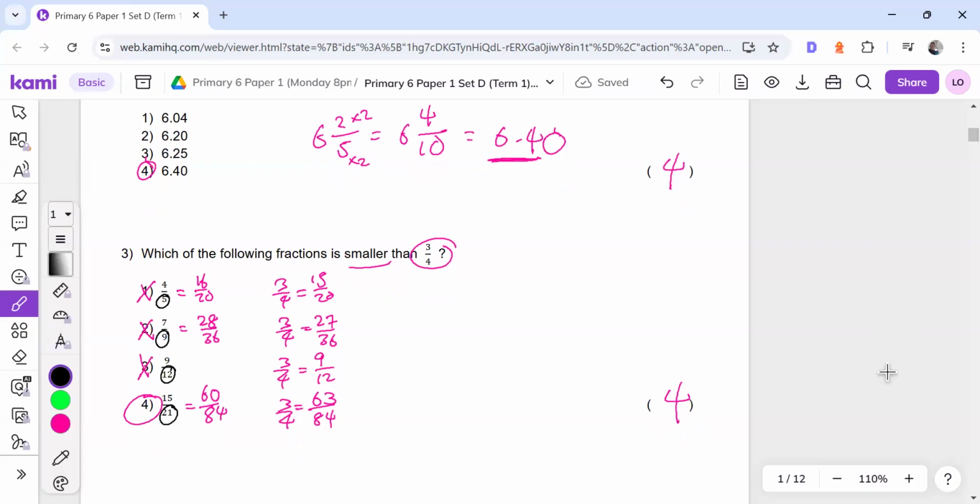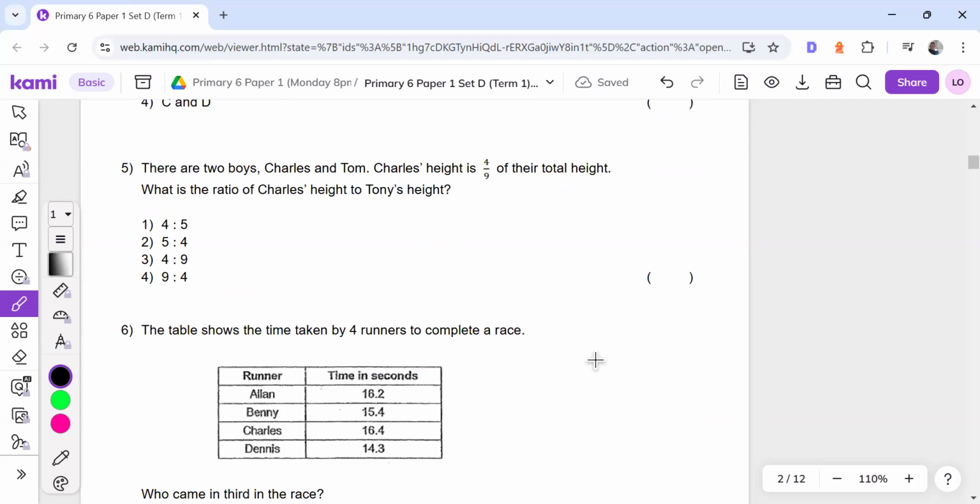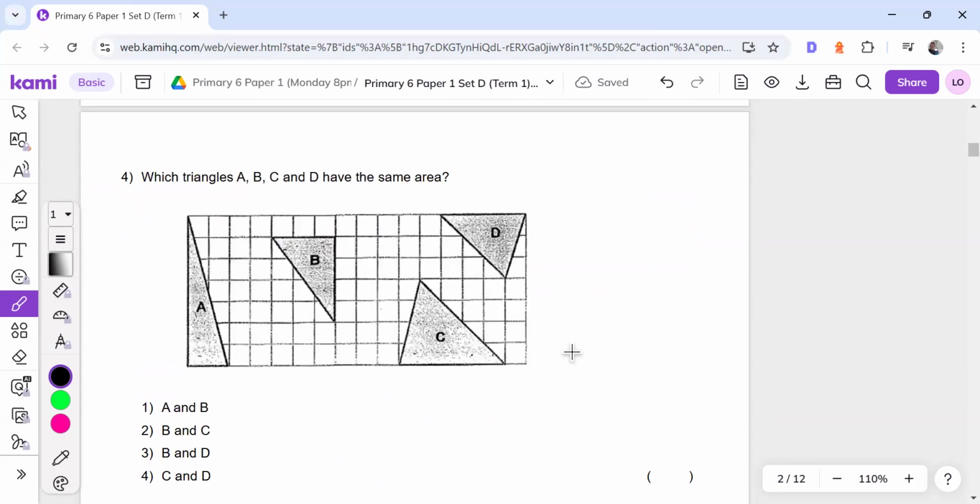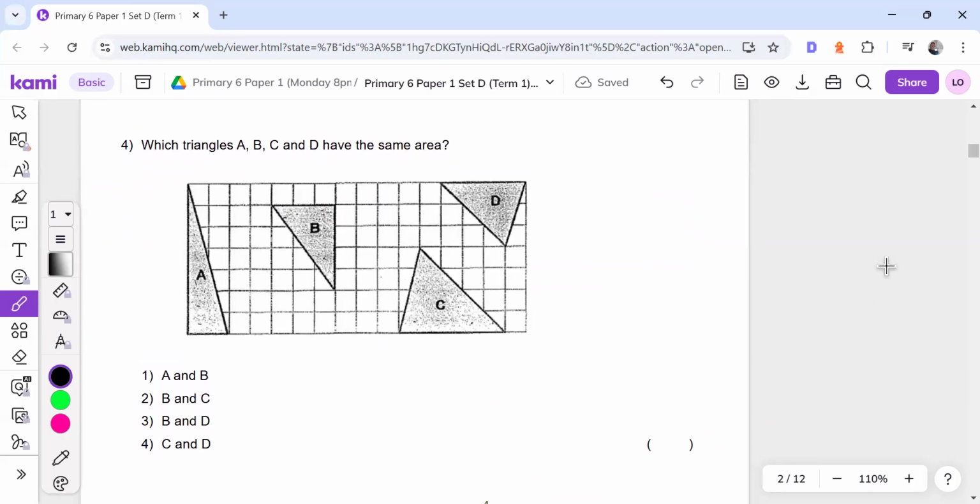Okay, let's go to the next one. Question number four. Which triangles have the same area? Now, you will have to count the squares.